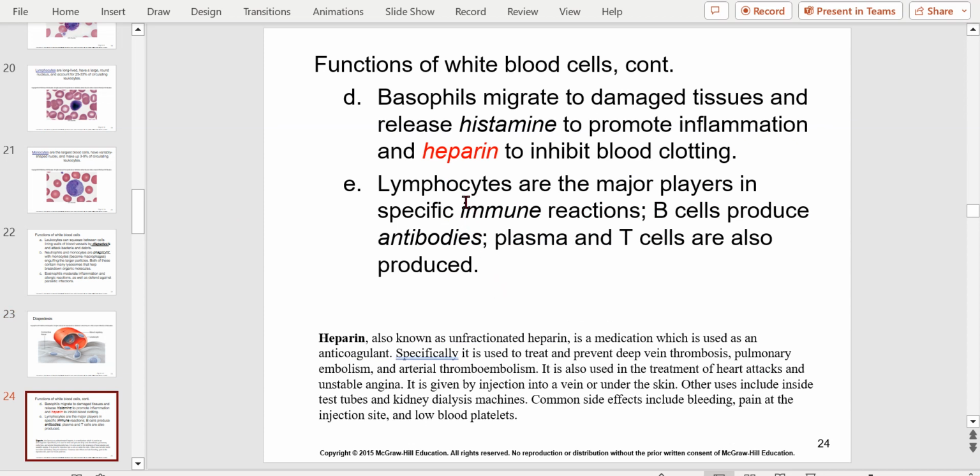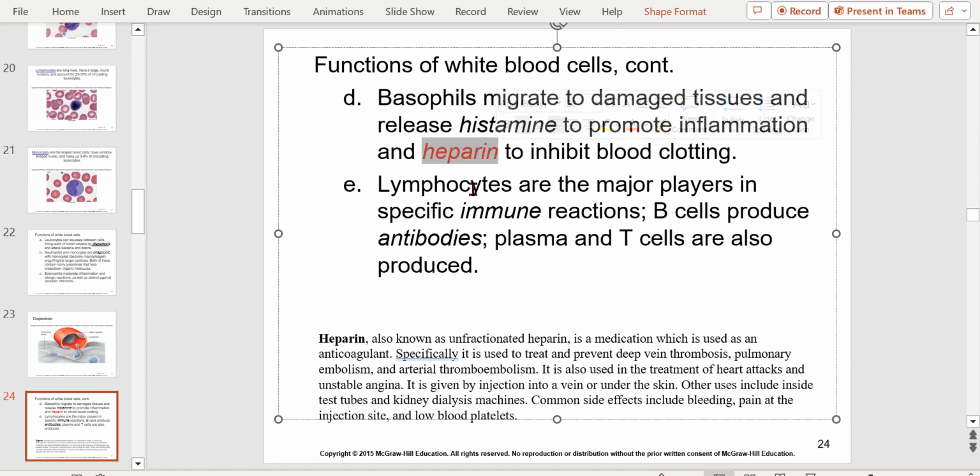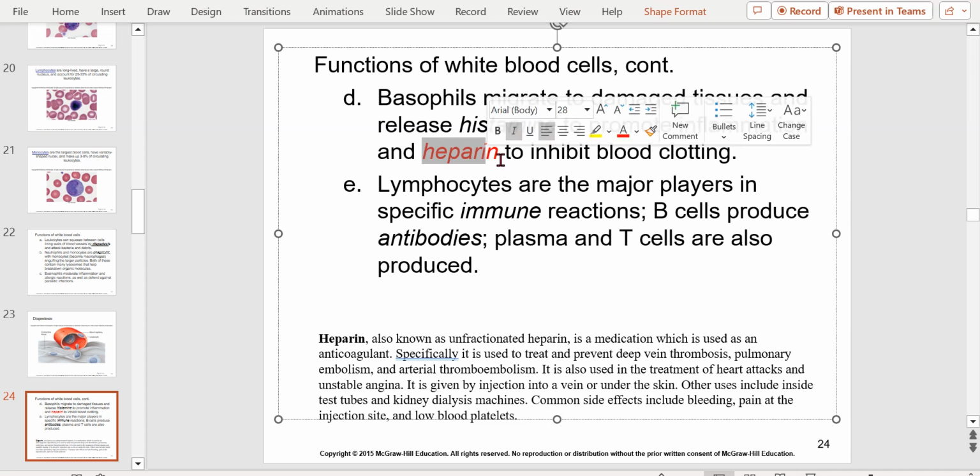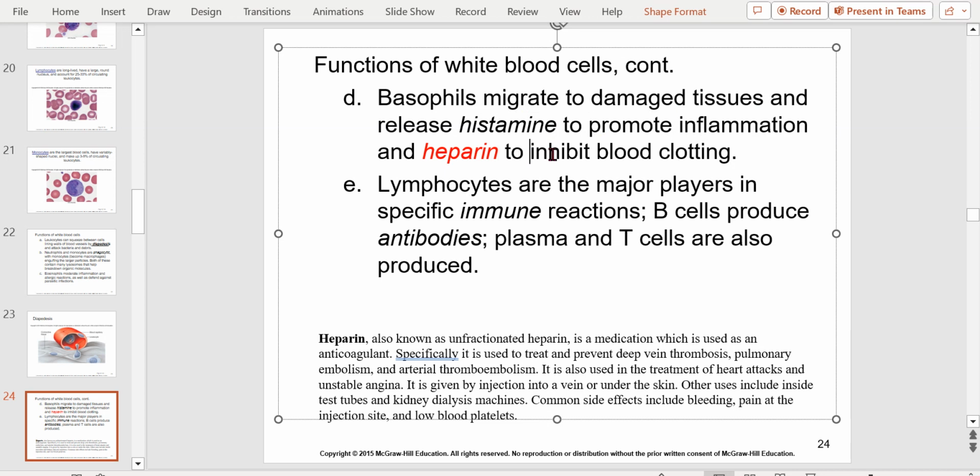Continuing on with functions of the white blood cells, the basophils migrate to damaged tissue and release histamine to promote inflammation, and heparin to inhibit blood clotting. Heparin is also basically known as rat poison. They give this to elderly people. It's an anticoagulant. It stops the blood from coagulating, and it's good if you have high blood pressure or you're prone to clots. You want to keep that blood flowing, right? It's a blood thinner.